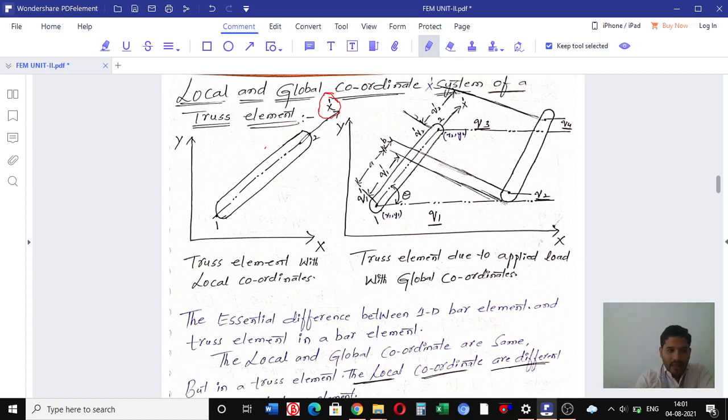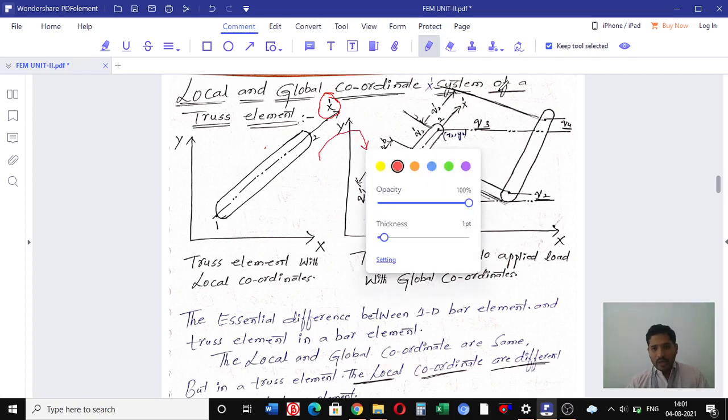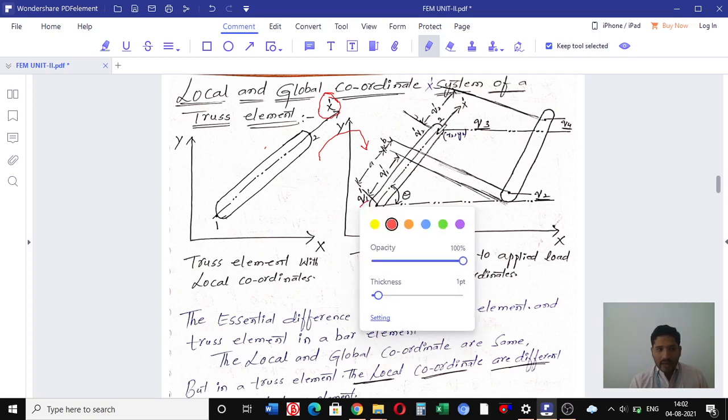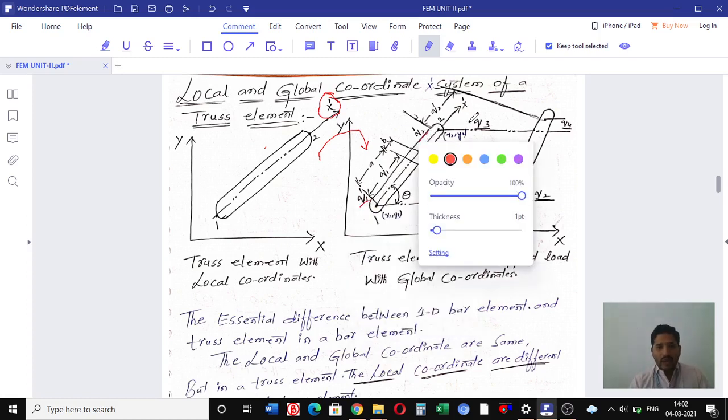If we apply the load on the local coordinate system, then the truss attains a new position like this. So it will be in an inclined position. Is it right? So locally, node 1 has the displacement q1 dash, and node 2 has the displacement q2 dash, clear?